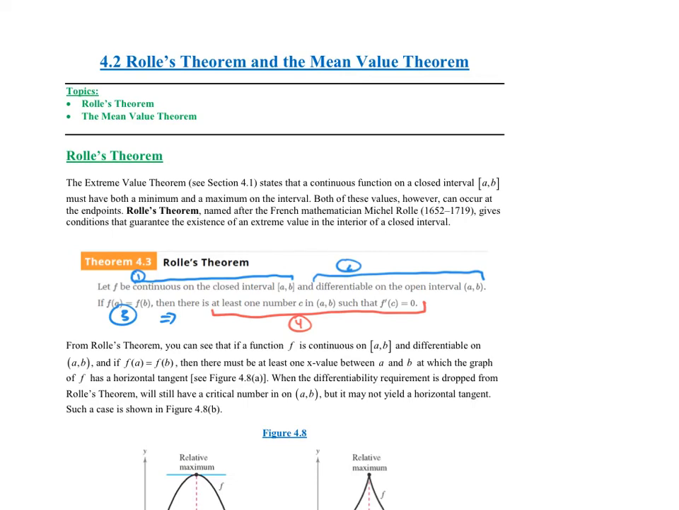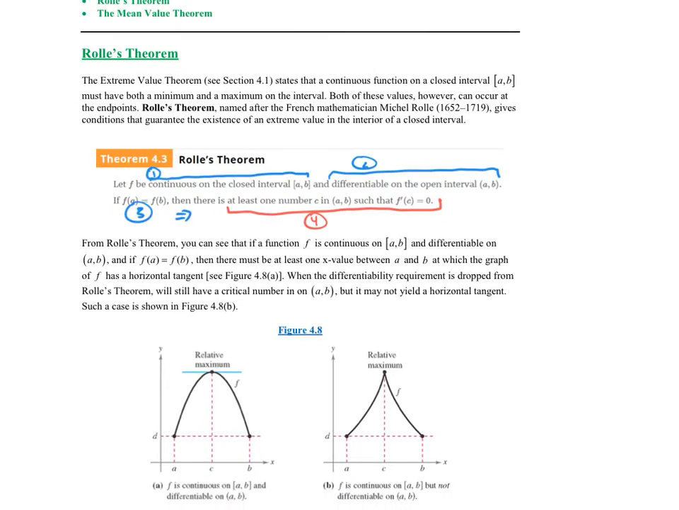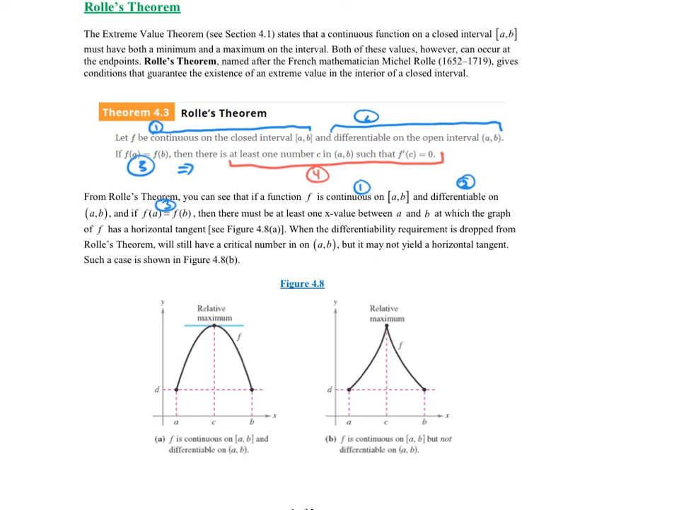Okay. So from Rolle's theorem, you can see that if a function f is continuous on [a, b], the closed interval, and differentiable on the open interval (a, b), and if f(a) equals f(b), then once again, you have your three conditions. You have to state that it's continuous, you have to state that it's differentiable, and you have to determine that the endpoints are the same. Then there must exist at least one x value between a and b at which the graph of f has a horizontal tangent line. Okay? And essentially what we're saying there is it's going to be a maximum or a minimum, but that's not what the theorem says. The theorem just says the derivative is equal to 0.